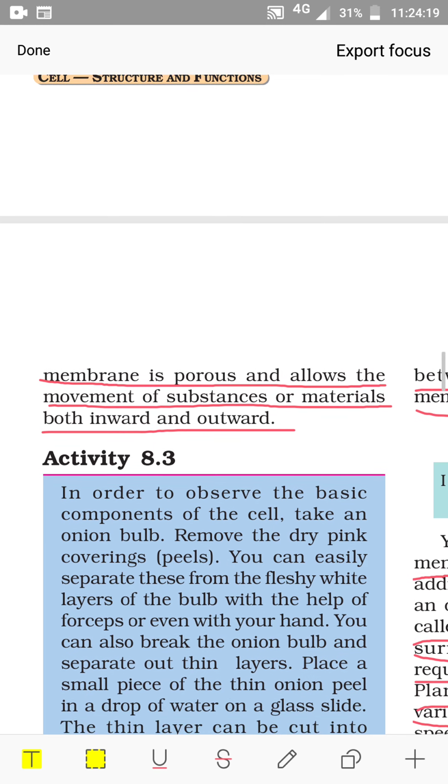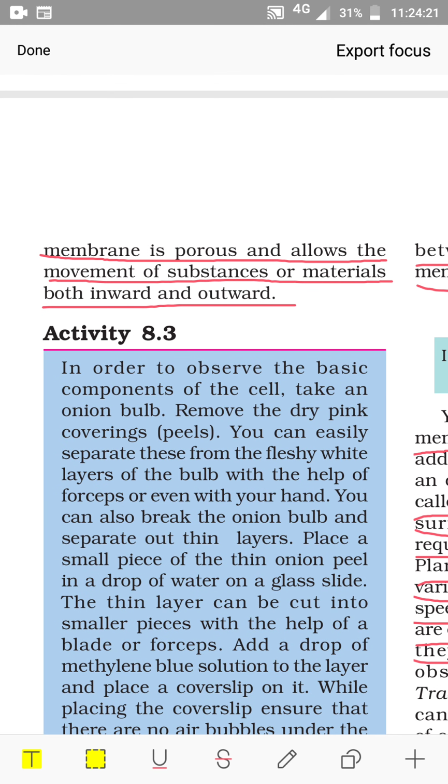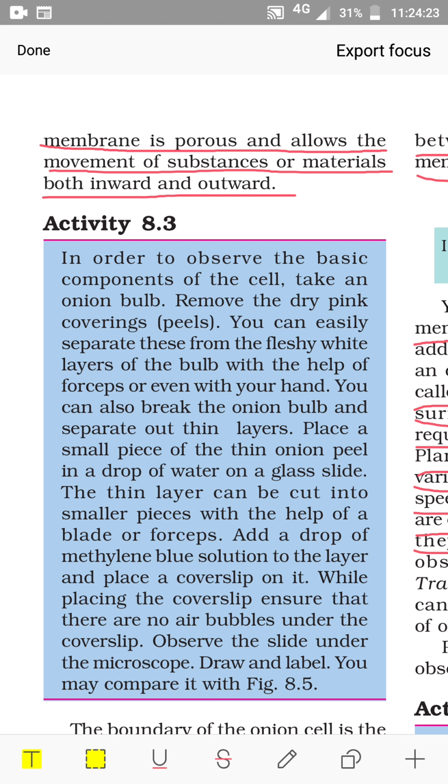Number one, the plasma membrane is porous and allows the movement of substances or materials both inward and outward. It gives shape to the cell, and it allows the entry and exit of substances from the cell.